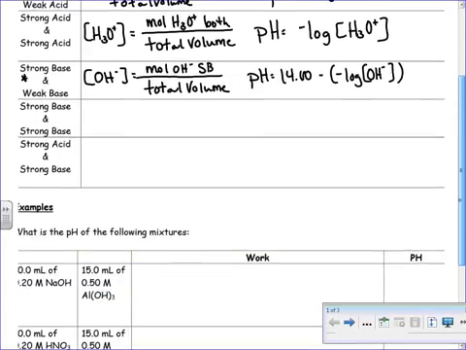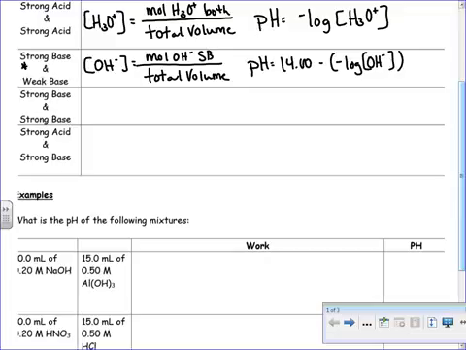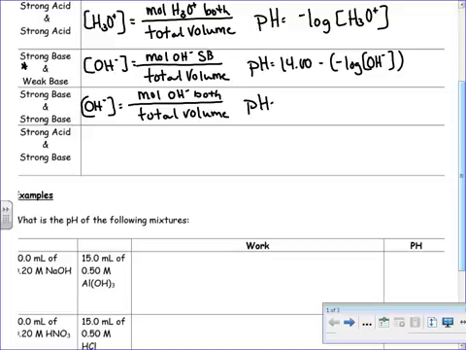Same thing would follow through with the base, except this time, of course, we're making hydroxide. So if we have the mixture of 2 strong bases, we're going to do moles of hydroxide from both, divide by the total volume, and then, of course, the opposite of the logarithm of hydroxide is the pOH. So in order to get pH, we'll do again 14 minus the pOH, negative log of hydroxide concentration.